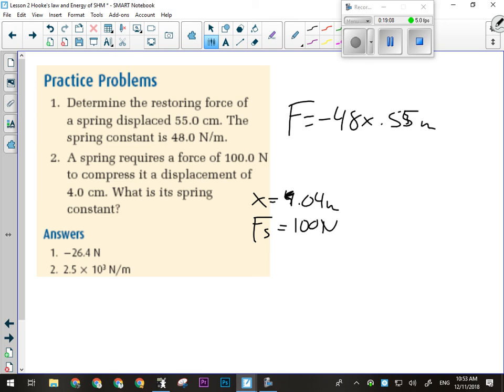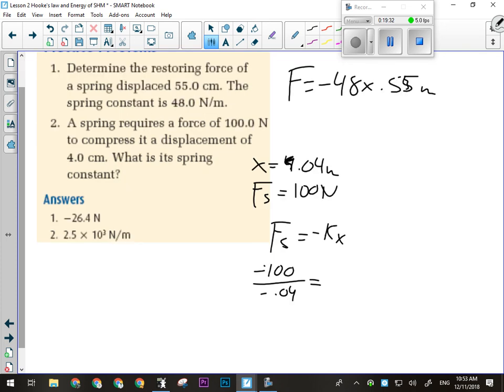meter. We'll calculate that simply by going force restoring equals negative k times x, and then I'll bring that negative over with me. So I'll have negative 100 divided by negative x, which would be negative 0.04. That way I get a positive k. And I've still reflected all the vector stuff that goes along with this, and that's going to be 2.5 times 10 to the 3 newtons per meter. Questions on how that works?